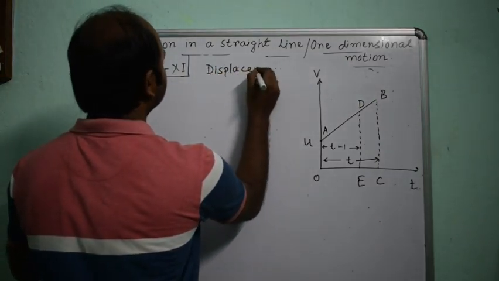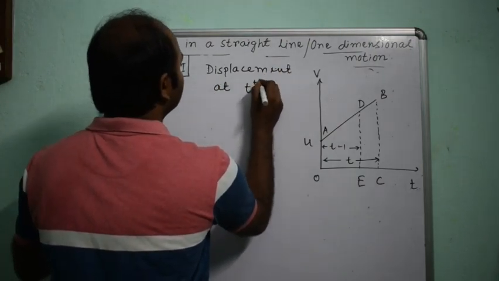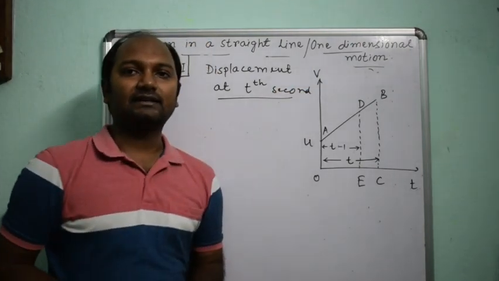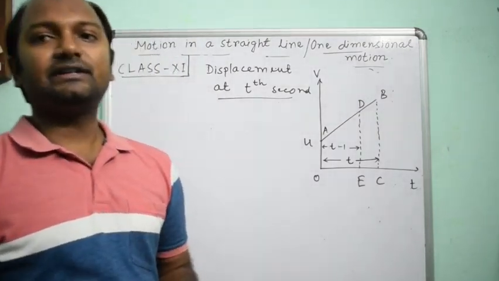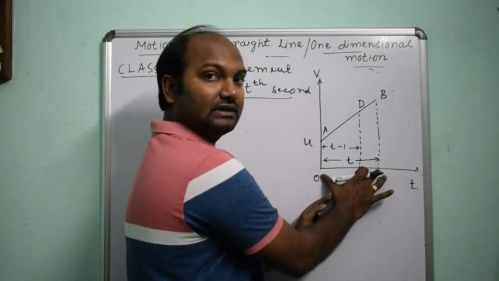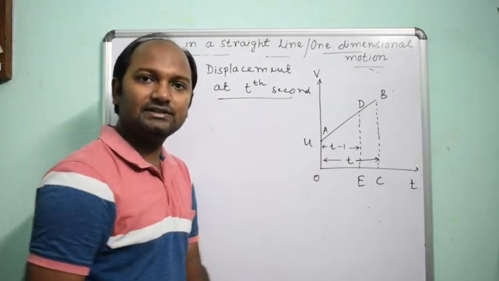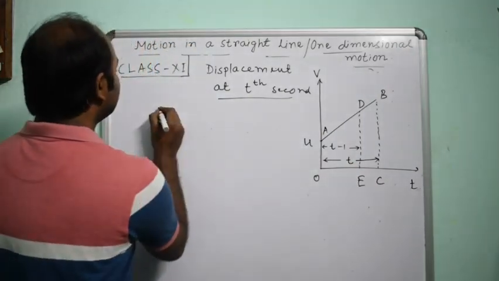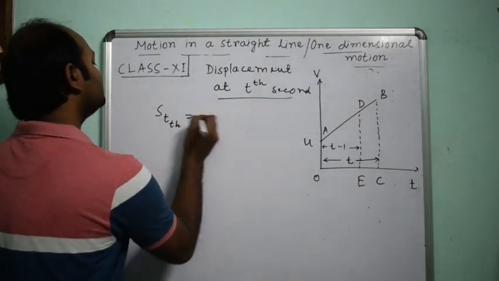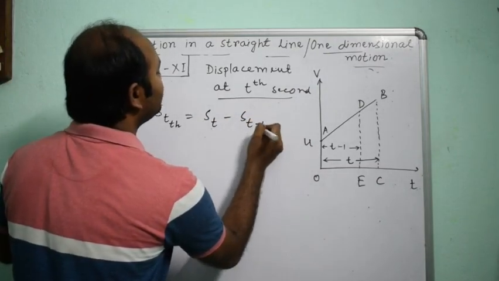Displacement at tth second. So how to find displacement at tth second? If you find the displacement for t seconds minus displacement in t minus 1 seconds, then easily you can find the displacement in tth second. So S_tth equals to S_t minus S_(t minus 1).